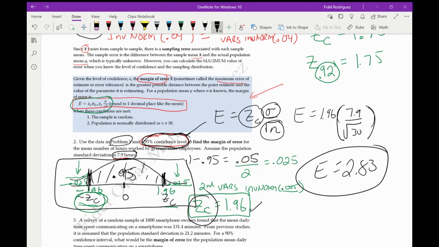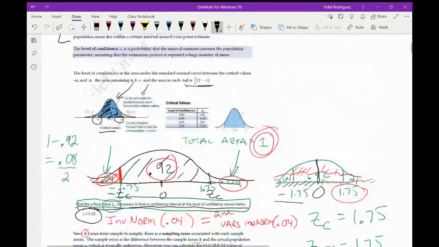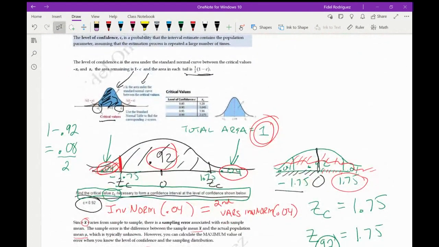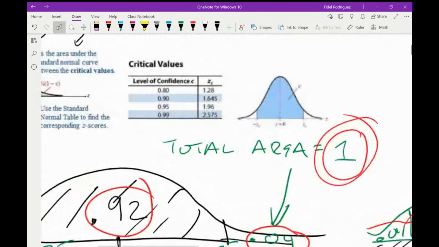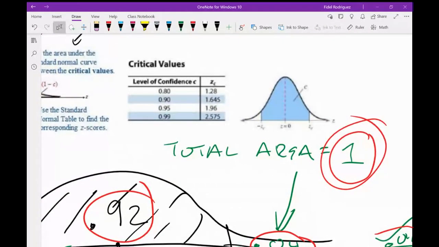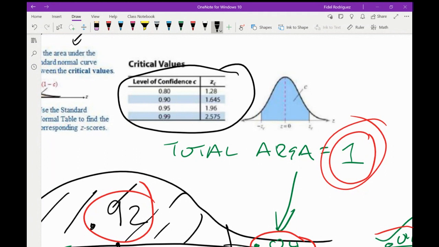Now, one thing I want to point out, I'm going to scroll back to the top here, okay, right here. There are certain standard levels of confidence, okay? So if the problem ever tells me, hey, can you find the critical value for an 80%, a 90%, a 95%, or a 99% confidence interval, they are right here. And I don't always have to draw that picture and figure things out, okay? The issue is, well, what happens if it's not an 80, 90, 95%, or 99? Then I go ahead and draw my picture.